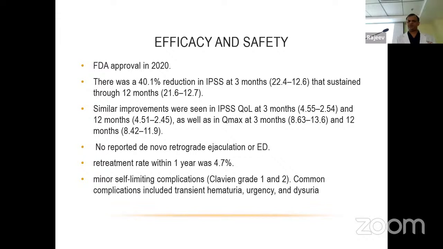There is no reported de novo retrograde ejaculation or erectile dysfunction. Retreatment rate within 1 year was 4.7%. There are minor self-limiting complications seen, like urgency, hematuria, and dysuria.